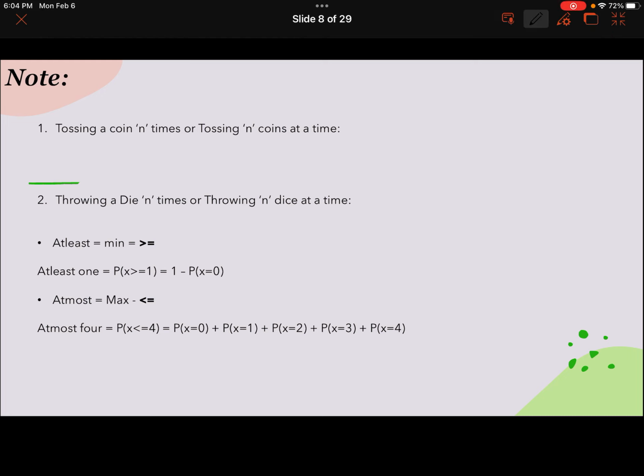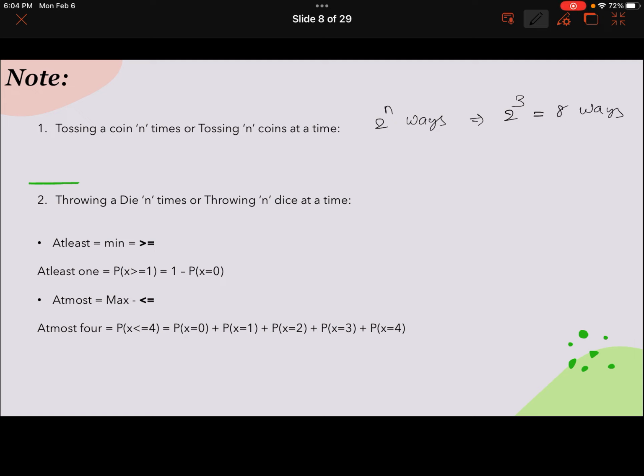This is a note point. Tossing a coin n times or tossing n coins at a time will give 2 power n ways in total. For example, if we toss a coin 3 times or 3 coins at a time, 2 power 3 equals 8 ways.